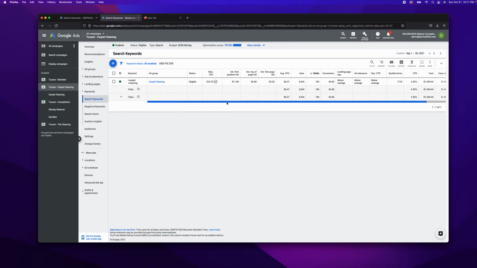Now, what I wanted to kind of touch base on is we do test against Google's automated strategies, and what we would do is we would essentially set it up to target the return on ad spend.